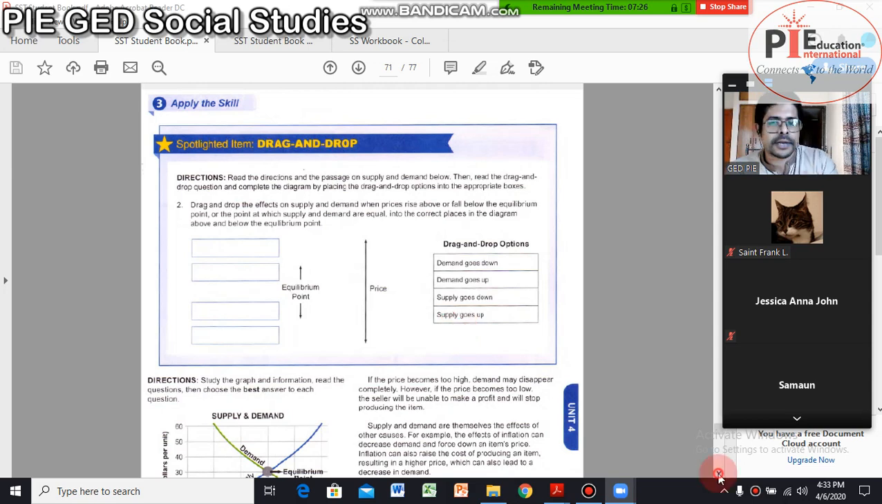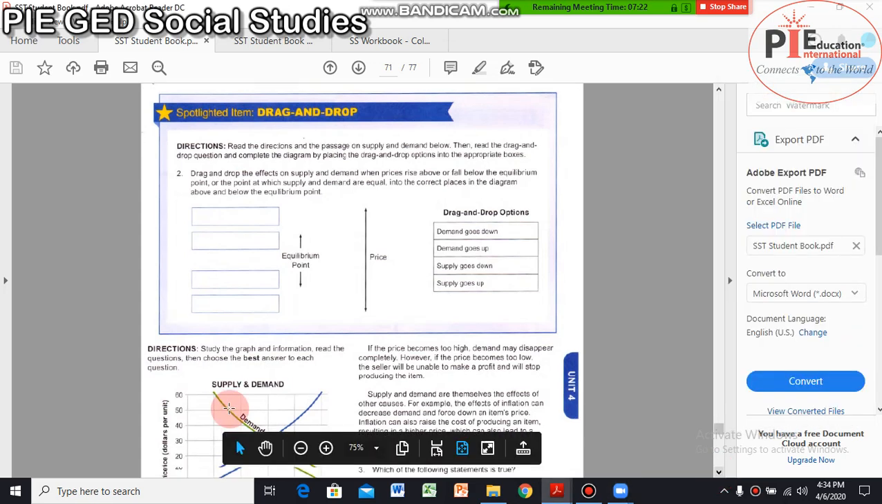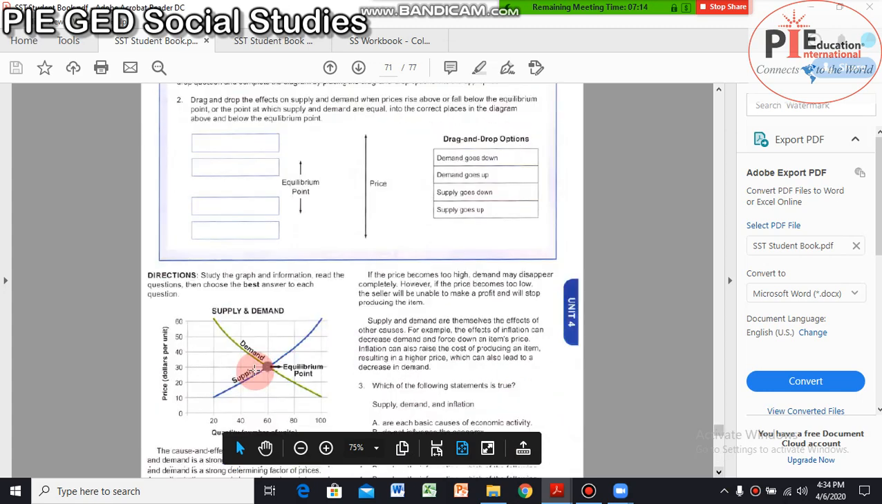If you please look at the book, at the bottom question, you see this is a demand curve. If you see, there's a curve going downhill, at a point where it meets the equilibrium price. This side is about price and the bottom is about the quantity. So wherever the quantity demand and the price meet, that point is what we call the equilibrium price.